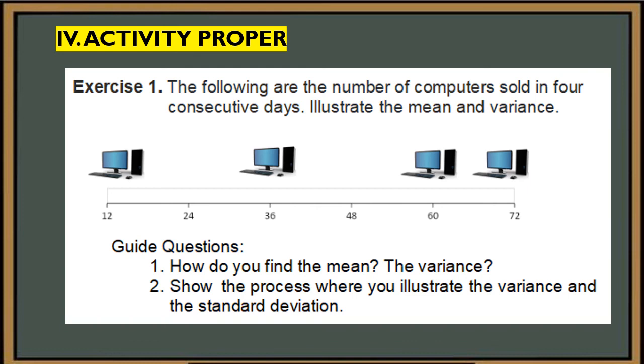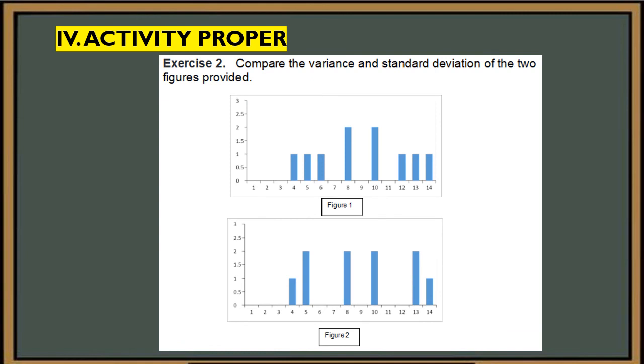How about the variance? Number 2, show the process where you illustrate the variance and the standard deviation. It's up to you how you are going to show the process. Exercise 2: compare the variance and standard deviation of the two figures provided. When you are comparing, you have to determine first the variance and the standard deviation. Of course, you're going to determine also the mean. And you have to state what you have noticed about the variance and standard deviation of these two figures.